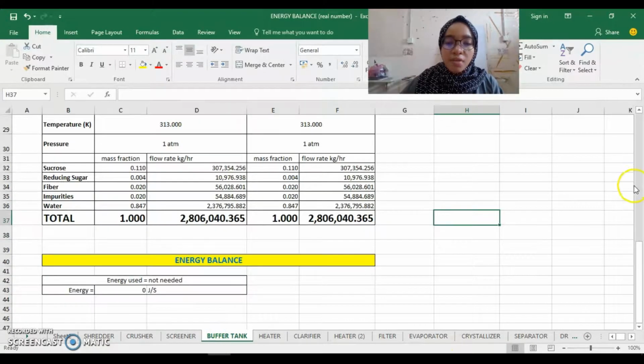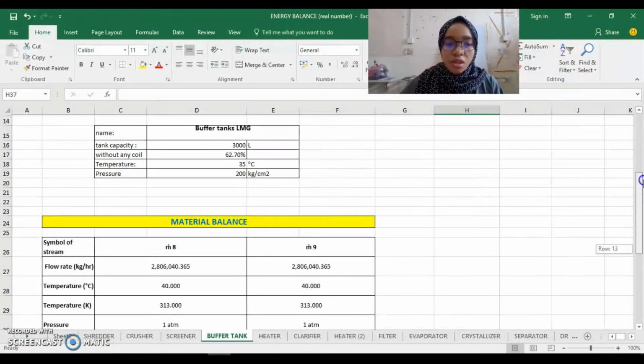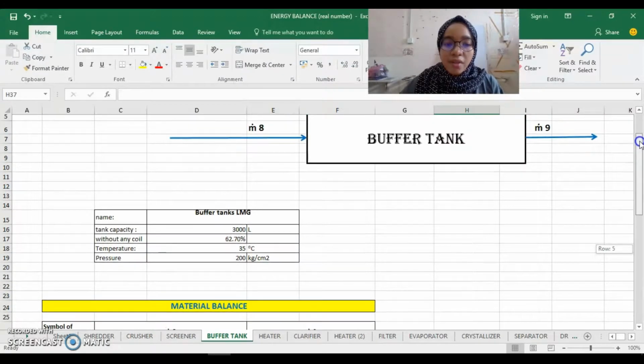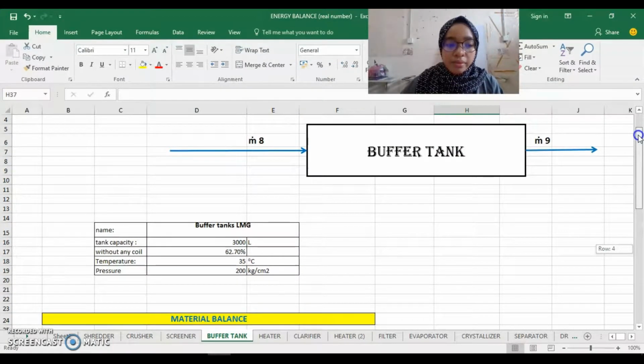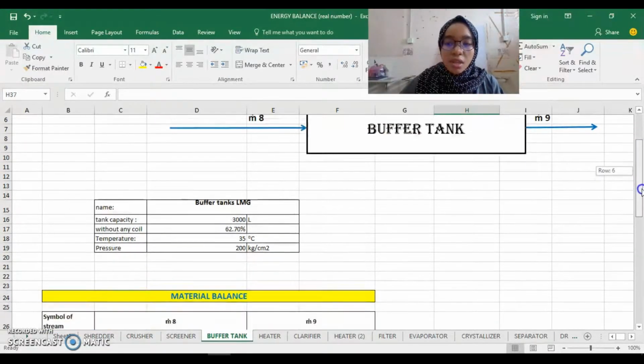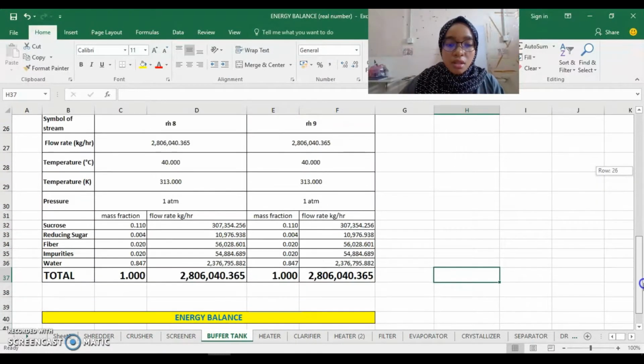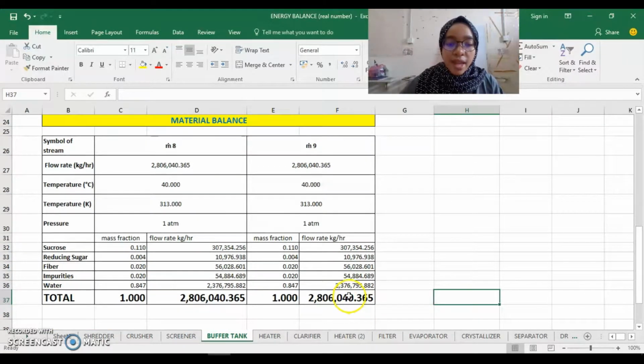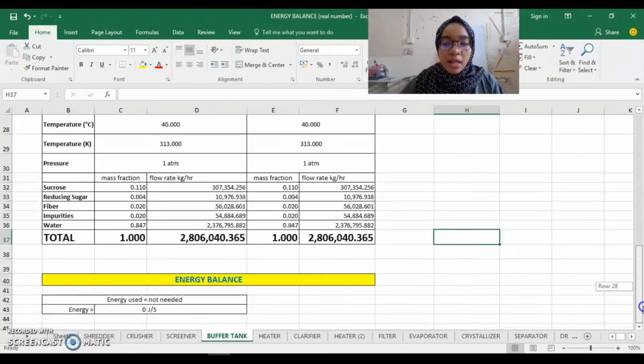Proceed with buffer tank. Buffer tank is used to store the juice. It has 62.7 efficiency. The input and the output is just the same because it's only used to store. So the output from buffer tank is 2806040.365 kilogram per hour. Then there is no energy balance needed for a buffer tank. So this is equal to 0 joule per second.